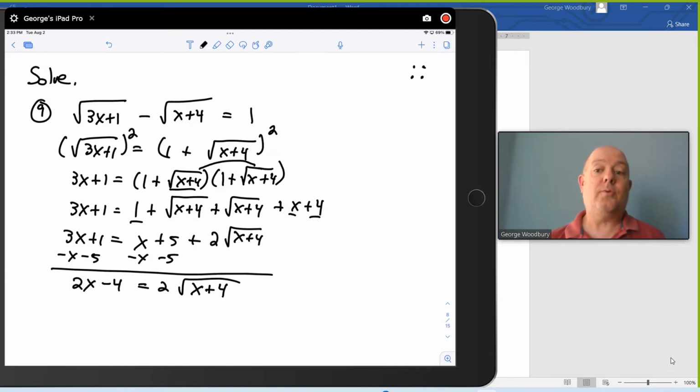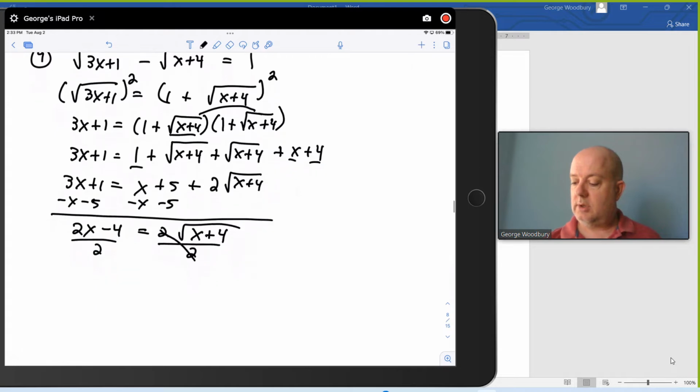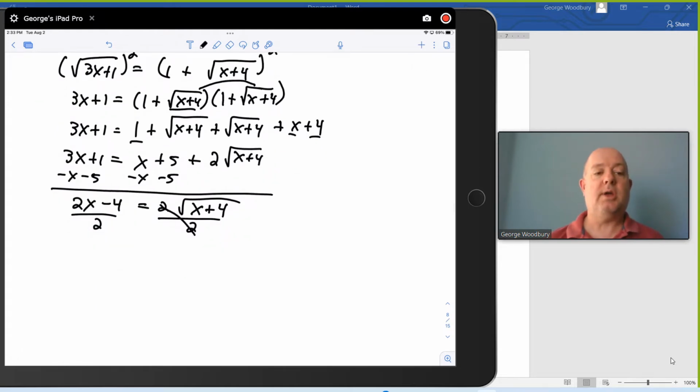I can divide over the factor of 2 as well. Sometimes you can do this and be left with no fractions. Like this case, sometimes you'll have fractions and you can just square both sides right now. But I'm going to divide over the 2 because 2 divides into each of those terms evenly. Continuing, 2x over 2 is just x, minus 4 divided by 2 is just 2. And now we have the radical on the right-hand side isolated.